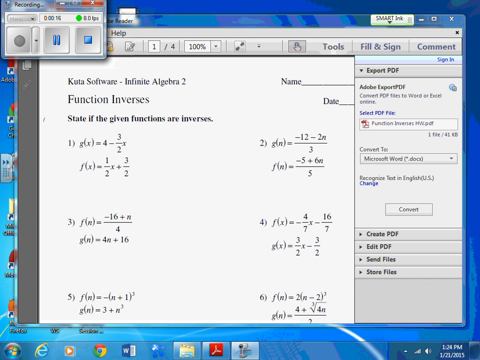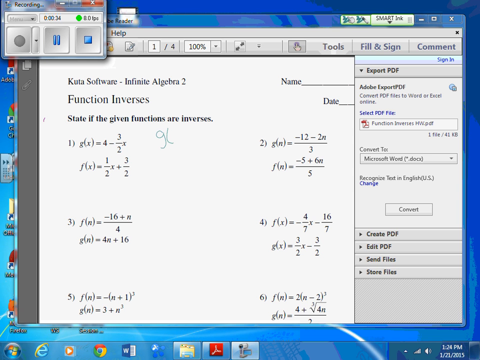For this one, we could just find the inverse function of g and see if that's actually what f is equal to. That's totally fine. And that's actually the easiest way to do this. But remember, if you compose two functions and they cancel each other out, then they're inverses.